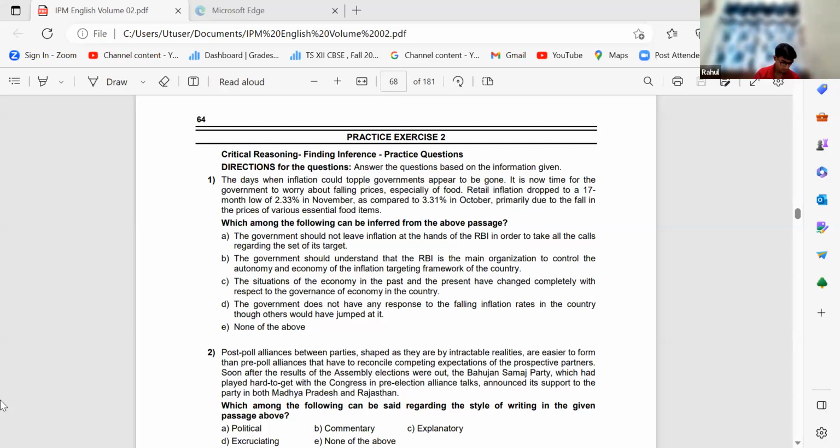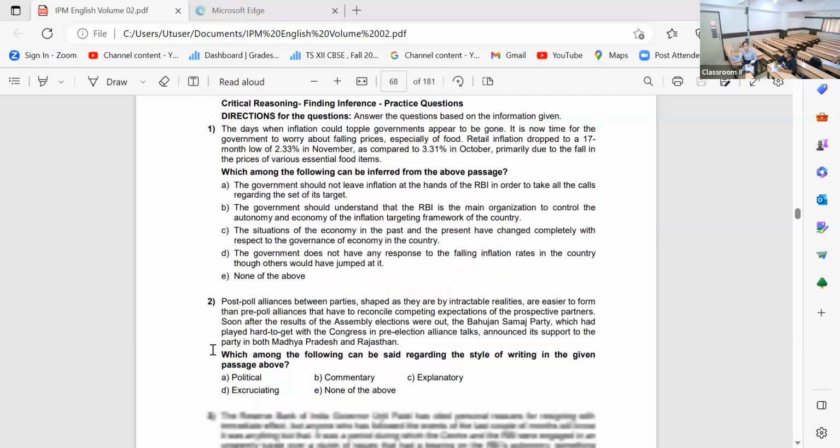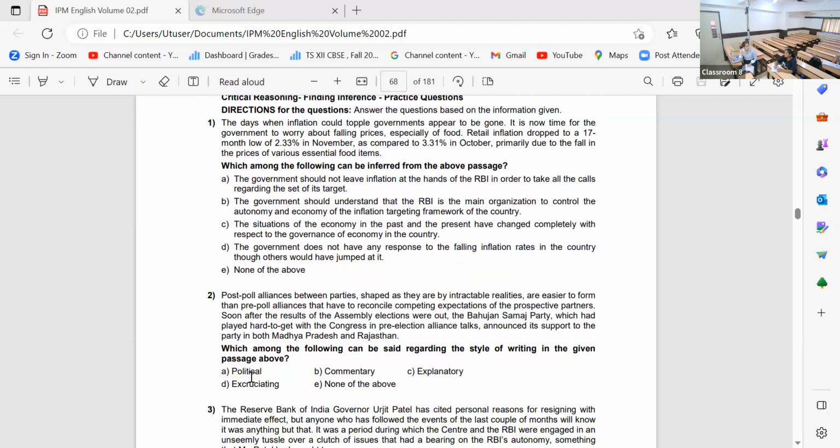I think option C. Because they're explaining what exactly happened with Congress and the Bahujan Party. And political is not a style of writing, I guess. The political would have been there if they are talking in terms of the following things also, but they are not talking in terms of that. They're just talking in terms of the partners, results, and all these things.